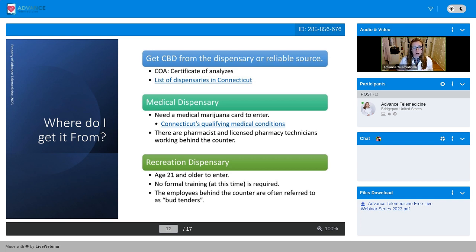Recreational dispensaries are also available. You have to be 21 or older to go in. You do not need a medical card.